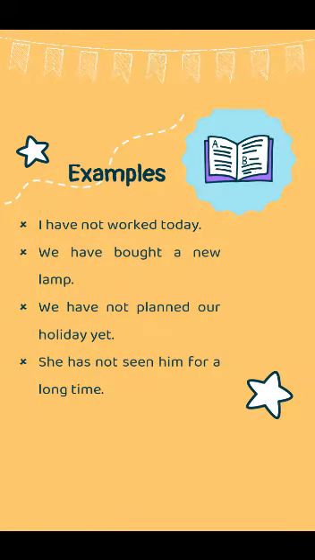In the first example, we can see that we have the subject plus have not, and remember that the word not defines that this is a negative sentence. And then we have the verb in participle form, worked. As we can see, this form applies for the next examples.